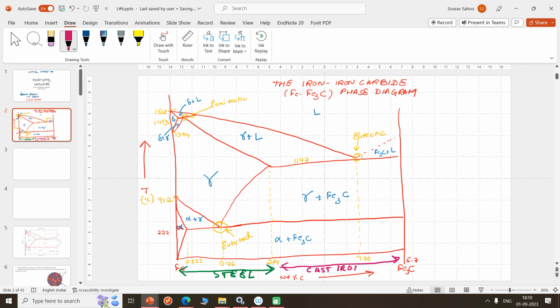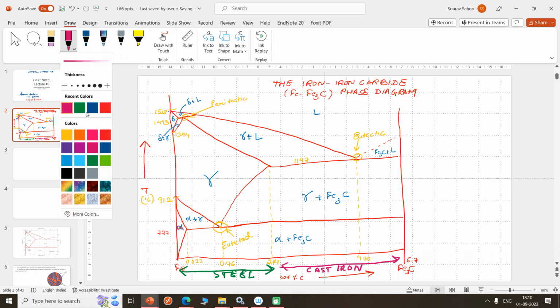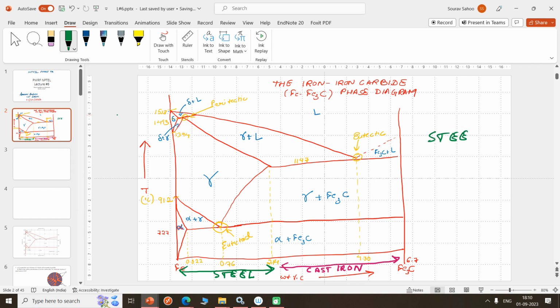So again we'll see what are the different types of steel. As I said, within steel also we will be having it can be either hypoeutectoid, or it can be hypereutectoid, depending on the composition of the alloy that we are taking with respect to the eutectoid point.